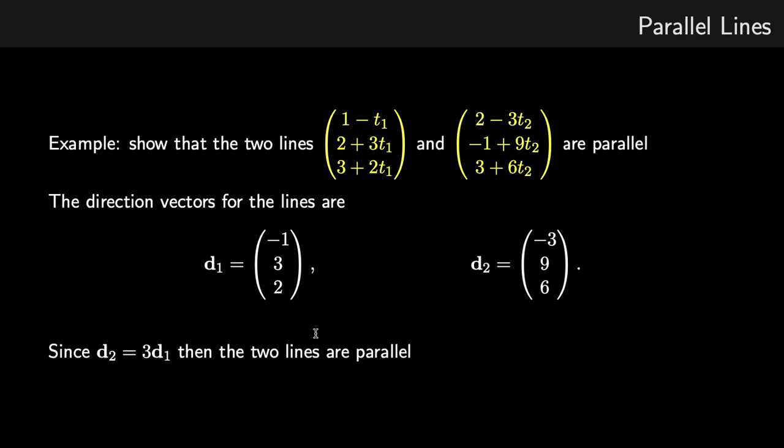If two lines are not parallel and they do not intersect, we say they're skew lines.